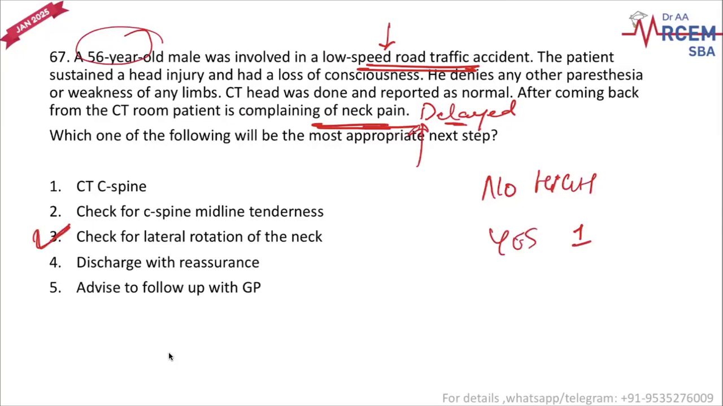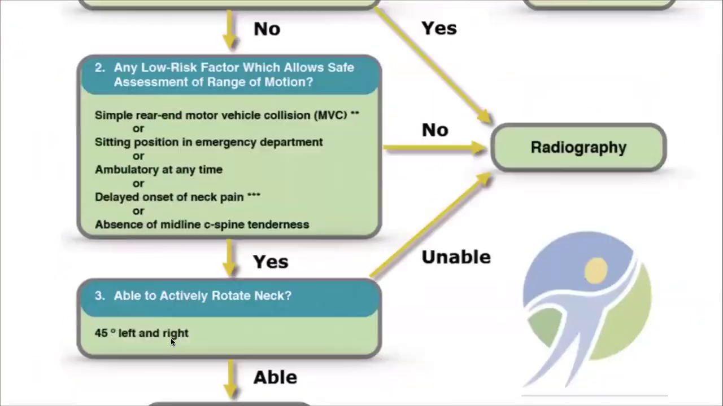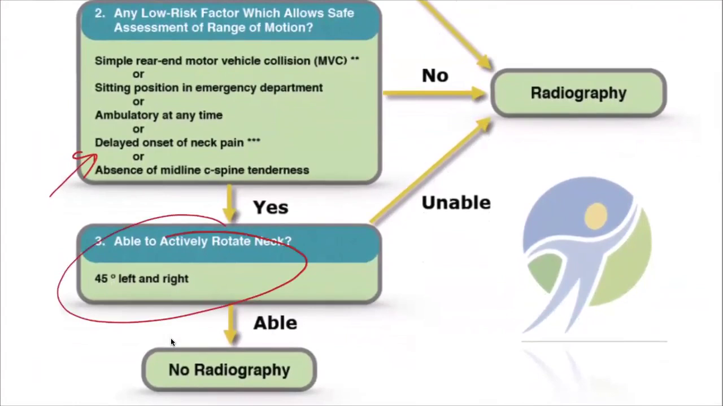Checking for C-spine midline tenderness is not required at all because you already have one low risk factor here. That is sufficient for you to go ahead and check for lateral rotation of the neck. One low risk factor which is present here is delayed onset. So you'll directly jump to check for the lateral rotation.